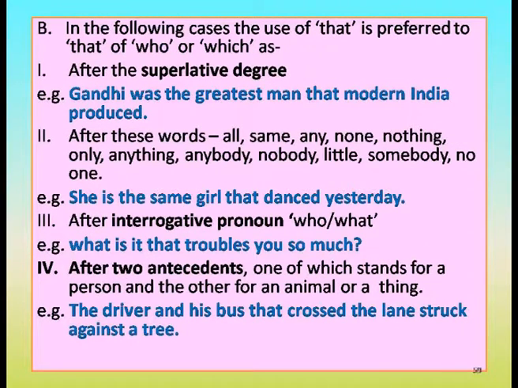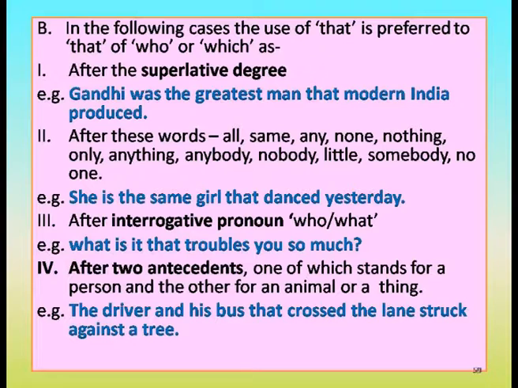In the following cases, the use of that is preferred to that of who or which. After the superlative degree. Example, Gandhi was the greatest man that modern India produced. After these words: all, same, any, none, nothing, only, anything, anybody, nobody, little, somebody, no one. Example again, she is the same girl that danced yesterday.